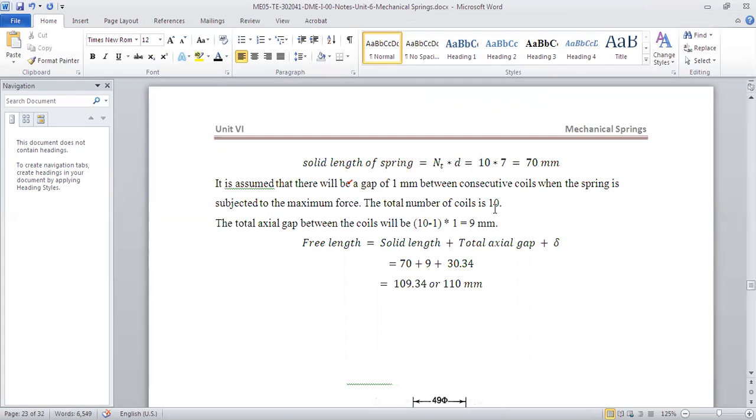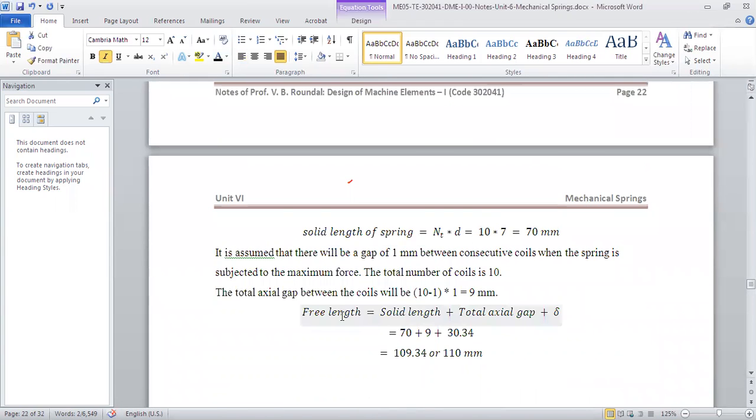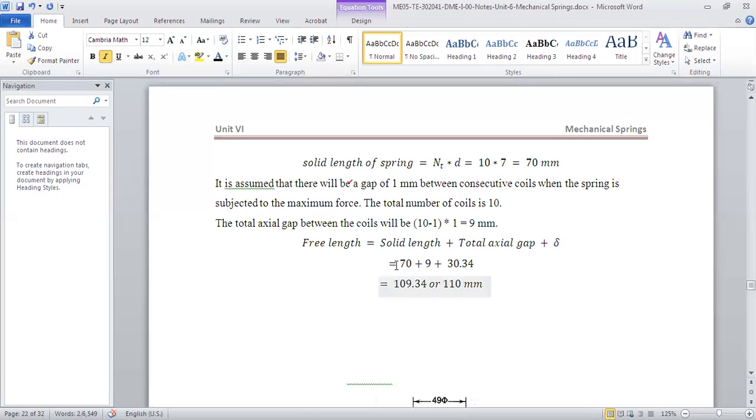So we know the solid length is 70 mm, the total gap is 9 mm, and the deflection we have got is 30.34. So we can get the total free length of the spring as solid length 70, gap 9 mm, and deflection 30.34. So that is 109.34. So we'll take the free length of the spring, when there is no load, as 110 mm. So we'll have a spring with 10 coils and 110 mm free length, right? Now we can find out the pitch.